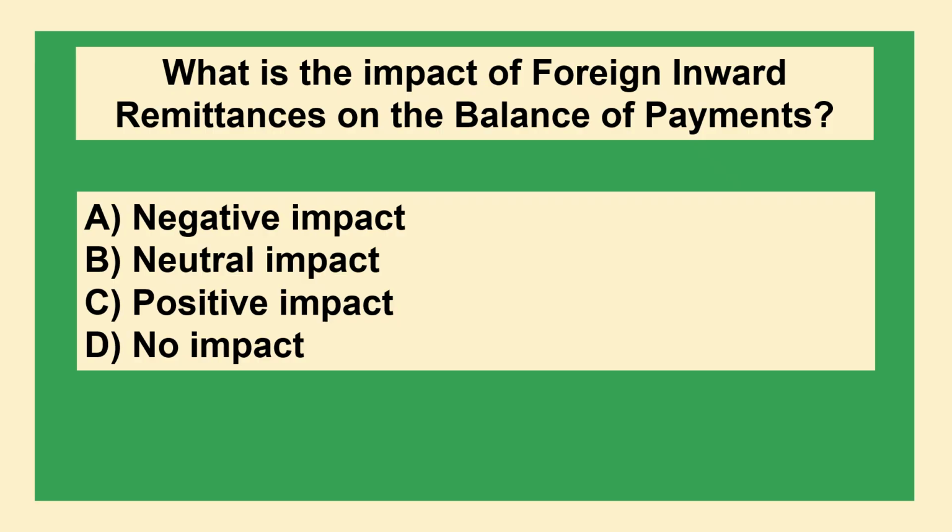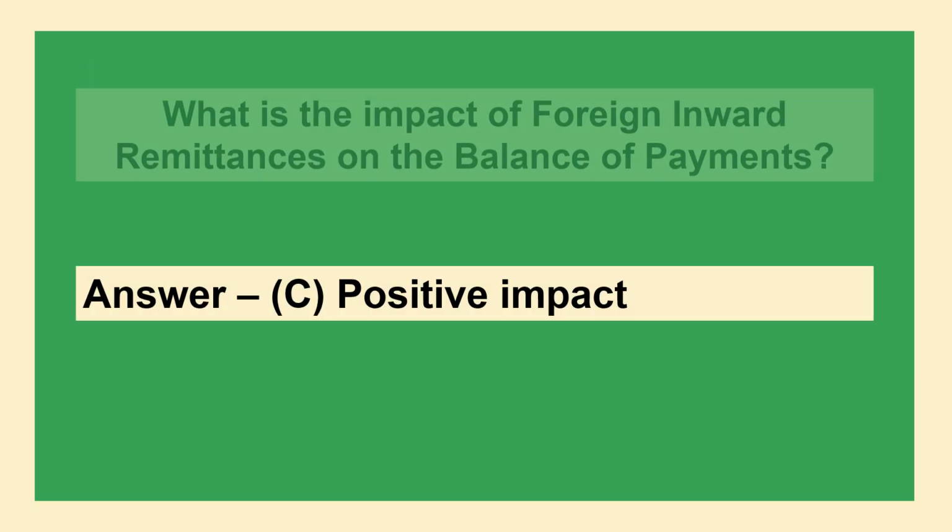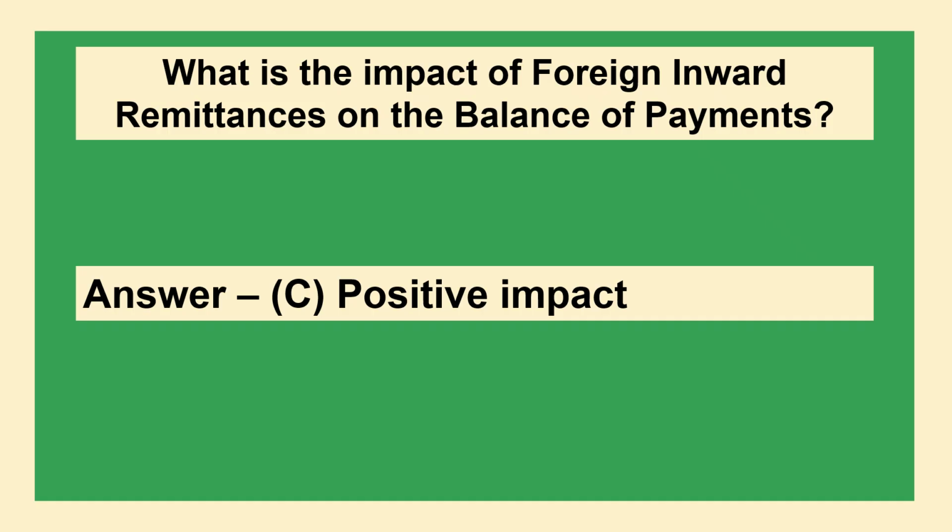What is the impact of foreign inward remittances on the balance of payments? Option A, negative impact. Option B, neutral impact. Option C, positive impact. Option D, no impact. The answer is option C, positive impact.